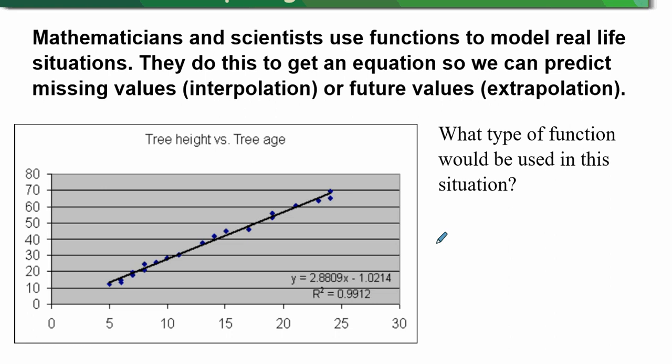Last one, what about if you're a dendrologist, someone who studies trees, and you're tracking a tree's height versus its age and it makes the following graph? That would be a linear situation. So you'd be using the first type of function that we studied this year.